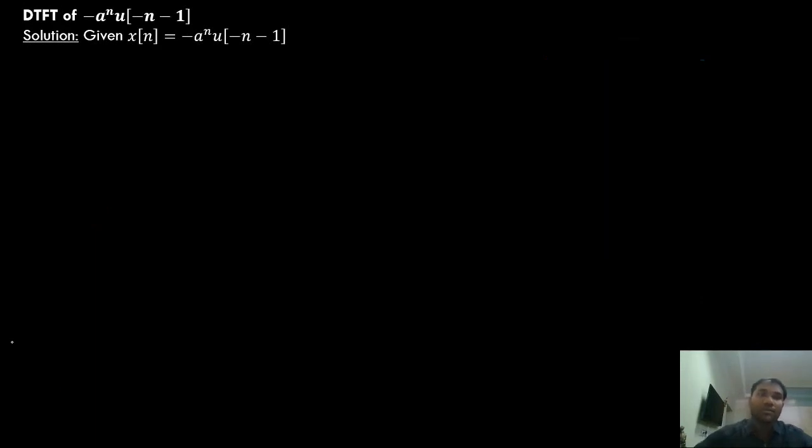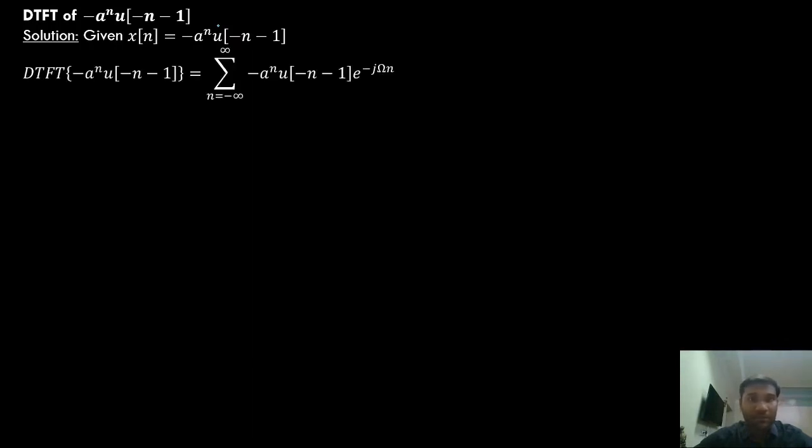Now let's do another problem, and this is minus a power n u of minus n minus 1. Minus a power n u of minus n minus 1. So let us substitute the given x of n in the analysis equation. Now u of minus n minus 1, how is it defined? It is defined as 1 for minus n minus 1 greater than or equals to 0, and 0 for minus n minus 1 less than 0.